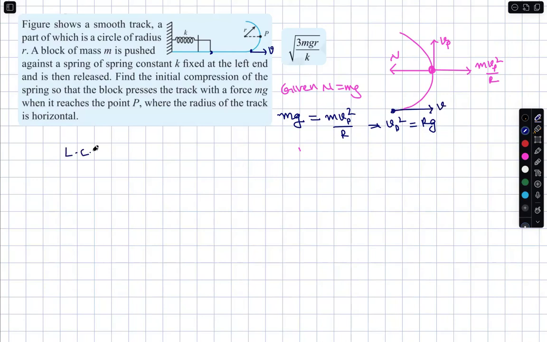Law of conservation of energy. Half m vp square plus mgr is half mv square. Vp square is rg. So m rg by 2 plus mrg.